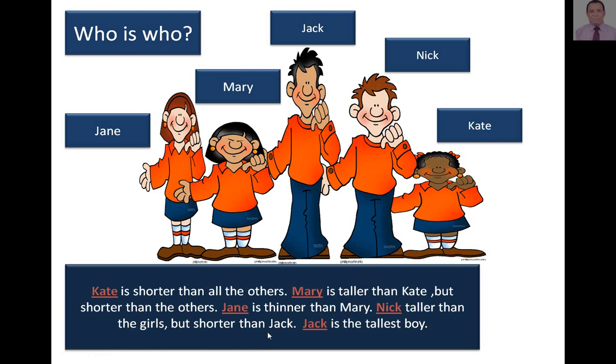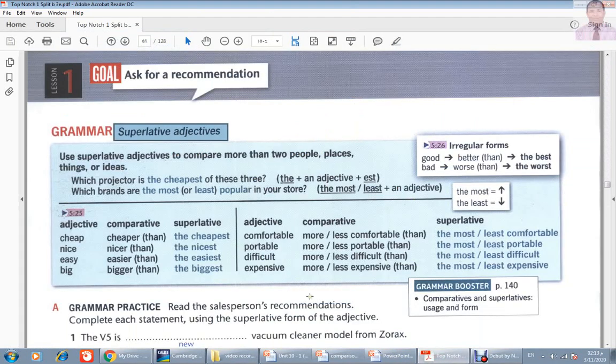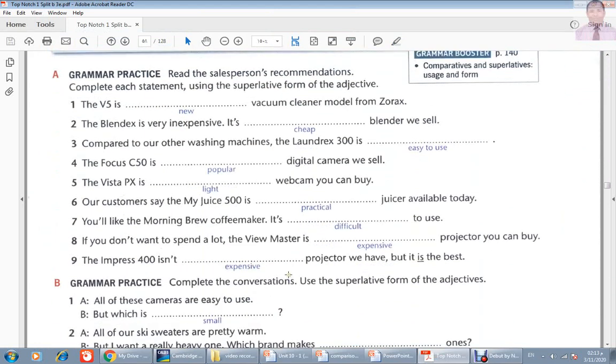Let's go back to our book here and try to have exercise A, which is grammar practice. Read the salesperson's recommendation, okay, and complete each statement using the superlative form of the adjective. So here in this exercise, guys, we should use what? Yeah, the superlative form. Okay, I'm not gonna use the comparative at all. So in this exercise, I need to use the plus the adjective plus est, or I can use the most plus the long adjective, or even the least plus the long adjective. Is it clear? I guess the instructions are so clear now.